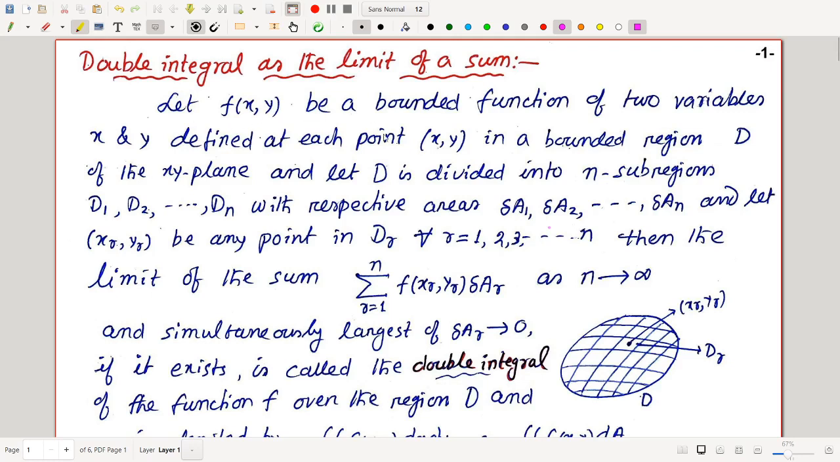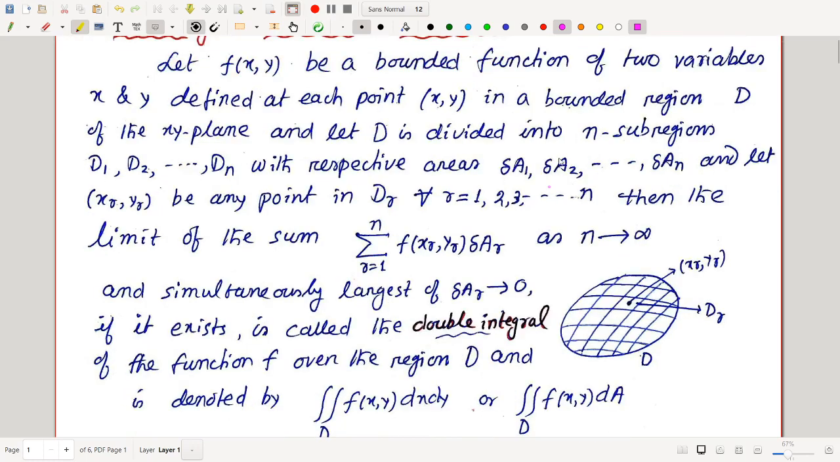Let f of x,y be a bounded function of two variables x and y defined at each point (x, y) in a bounded region capital D of the xy plane, and let capital D be divided into n subregions D1, D2, ..., Dn with respective areas delta A1, delta A2, ..., delta An, and let (xr, yr) be any point in Dr, that is, in the rth subregion Dr, for all r equal to 1 to n.